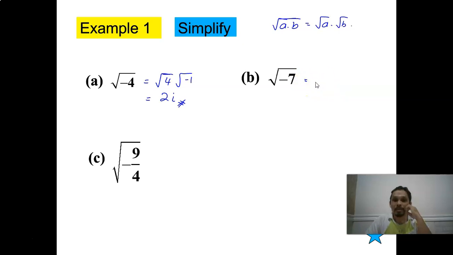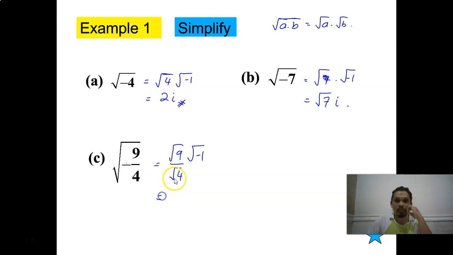This one is the square root of 7 multiplied with the square root of negative 1, then equal to the square root of 7 i. And this one here now, the square root of 9 divided by the square root of 4 and negative 9. We come out with the square root of negative 1. The square root of 9 equals 3, the square root of 4 equals 2, and the square root of negative 1 is i.